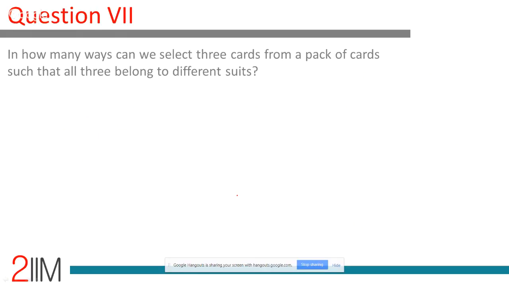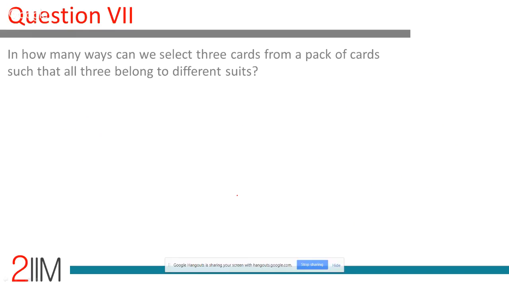Next question: in how many ways can we select 3 cards from a pack of cards such that all 3 belong to different suits? Very good question, very simple question, the kind of question where you can write down the answer and compute and mark the choice in 45 seconds. But it's a good question because you can get stuff wrong. It's very important to think about which way we are approaching this. In how many ways can we select 3 cards from a pack of cards such that all 3 belong to different suits?